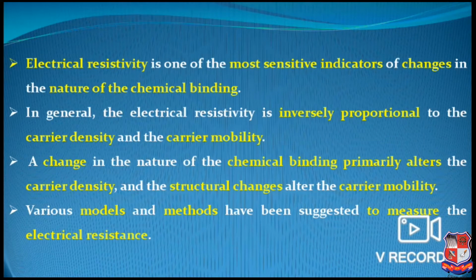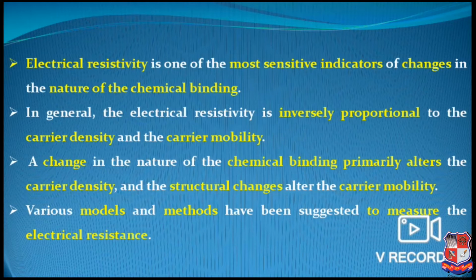Electrical resistivity is one of the most sensitive indicators of changes in the nature of the chemical binding. So, with this particular phenomenon of electrical resistivity, we can easily distinguish semiconductors, conductors, and superconductors, as it is mostly related to the nature of chemical binding.